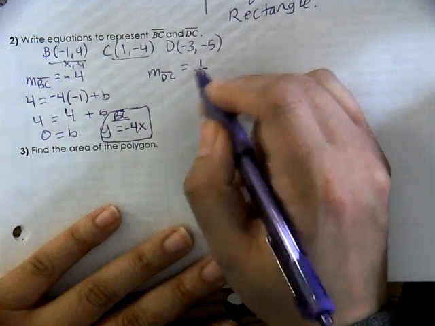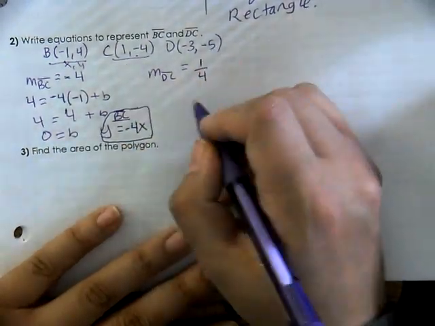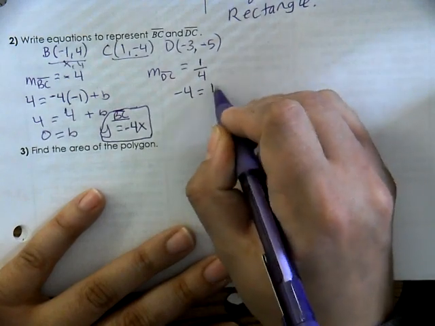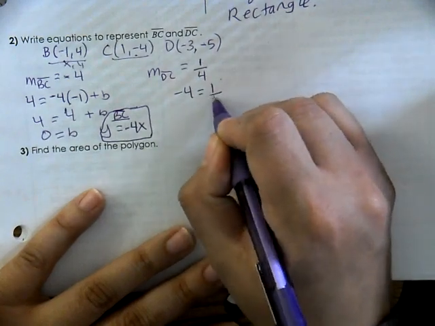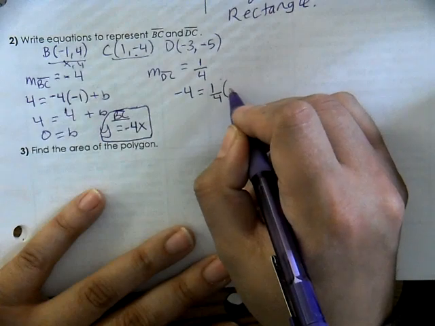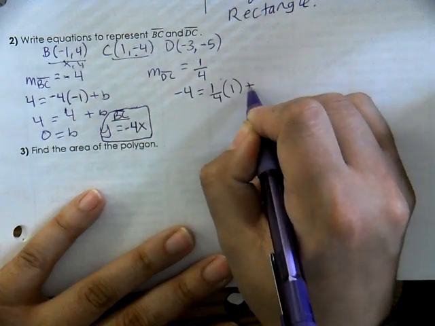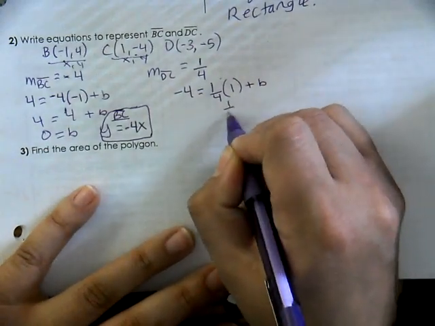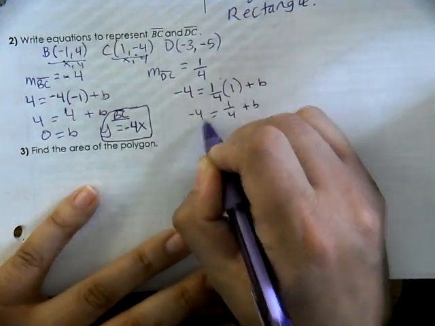For this one, let's see what happens. You have to use either D or C. Again, I'll just pick C in this case, but it does not matter which one you choose. We have -4 equals, then we have the m, which is 1/4. 1 is the x value plus B. Again, I'm using this, x and y.